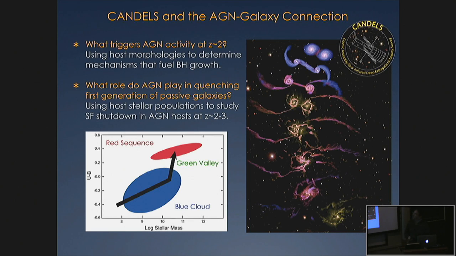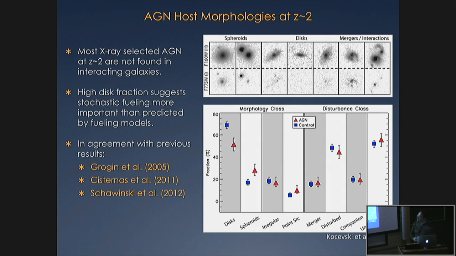So let's start with the first question: what triggers AGN activity? A few years ago, we had a study where we selected about 150 X-ray selected AGN in the GOODS-South field at a redshift between 1.5 and 2.5. We visually classified their morphology, with about 20 people looking at each of these sources. Then we did the same thing for a mass-matched sample of inactive galaxies.